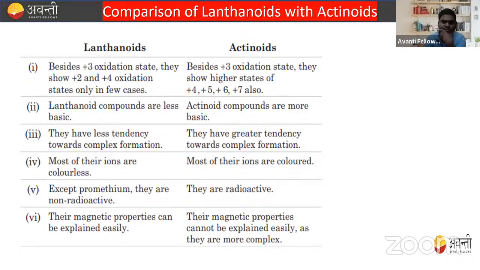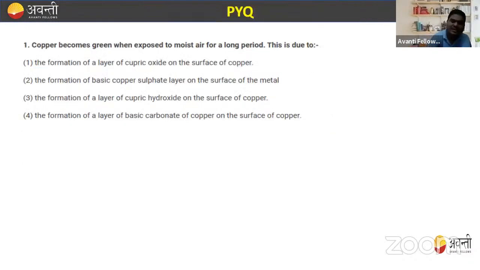Now, except promethium, lanthanides are non-radioactive, whereas actinides are radioactive. So all the elements belonging to the actinide series are radioactive. The magnetic properties of lanthanides can be explained easily, whereas the magnetic properties of actinides cannot be explained easily as they are more complex, right? So these are some major differences between these two.